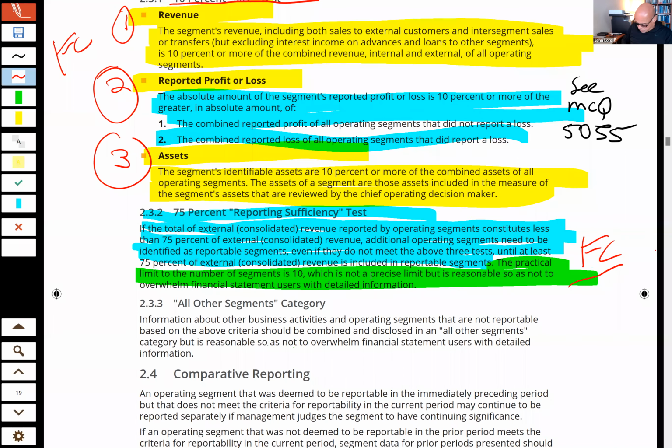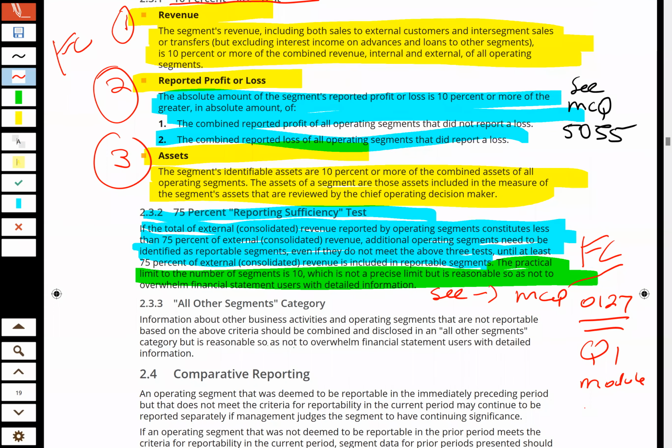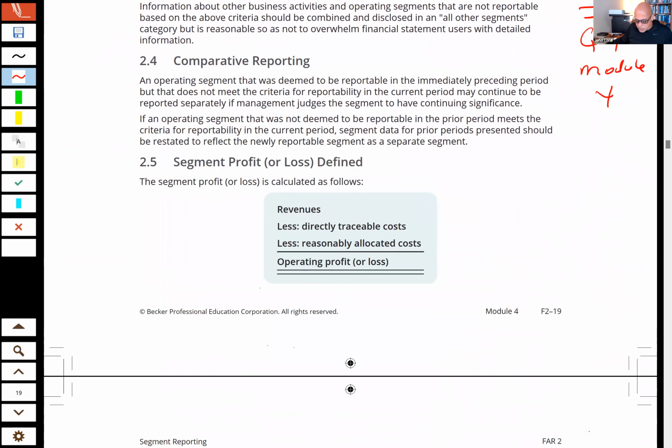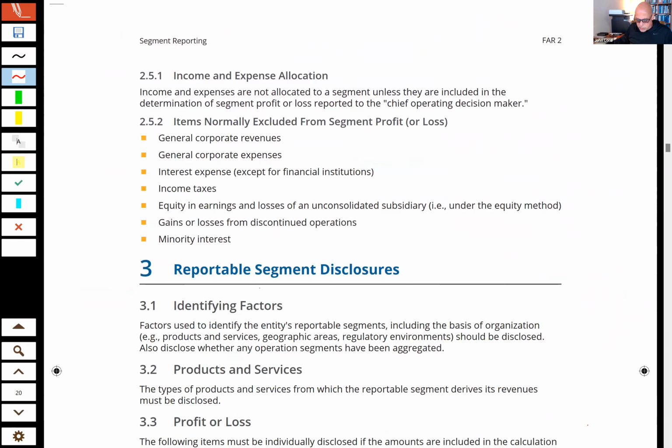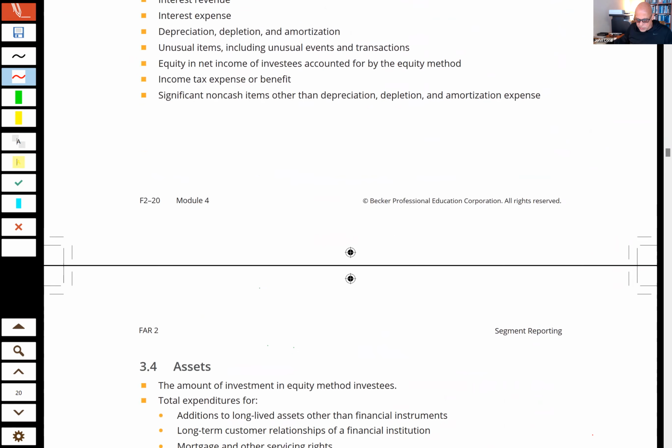Okay, so to understand that rule a little bit better, we have our class question for this module, multiple choice question 0127, I believe, and it is question 1 for this module. What module are we in? Module 4. Oh, number 4. Okay, good. So let's go to that question and do it together, because I want to show you what you would do with that 75% rule.